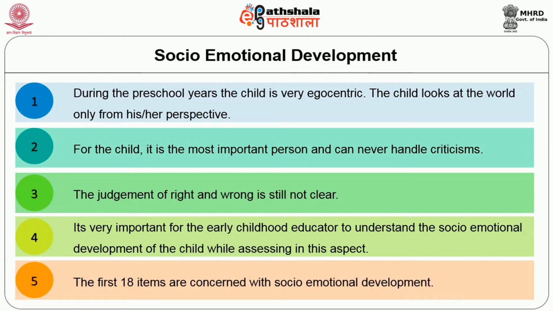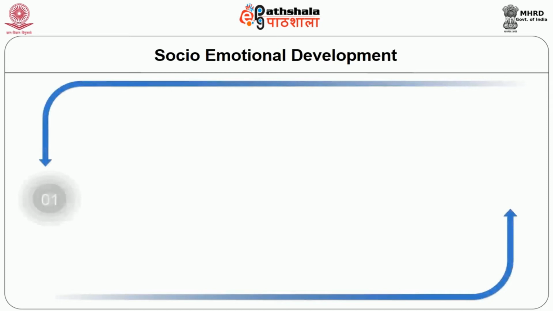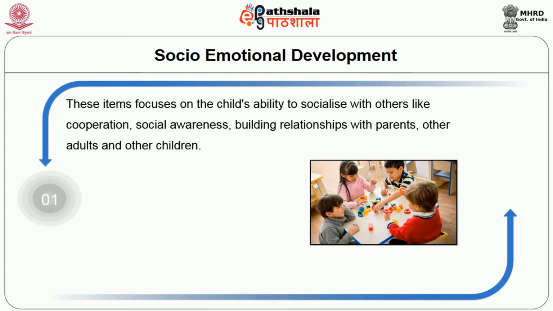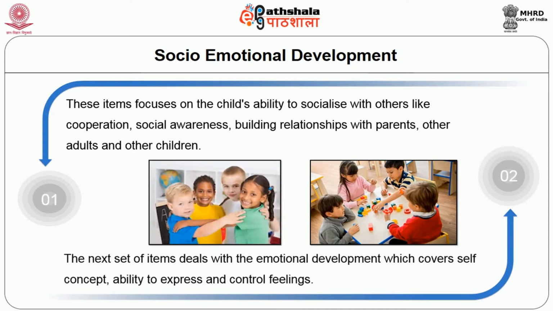The first 18 items are concerned with socio-emotional development. These items focus on the child's ability to socialize with others, like cooperation, social awareness, and building relationships with parents, other adults and other children. The next set of items deals with the emotional development, which covers self-concept, and the ability to express and control feelings.